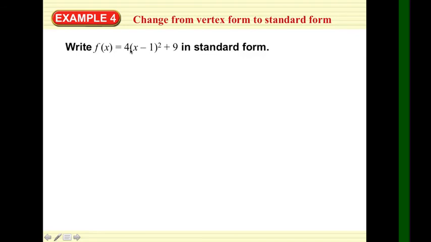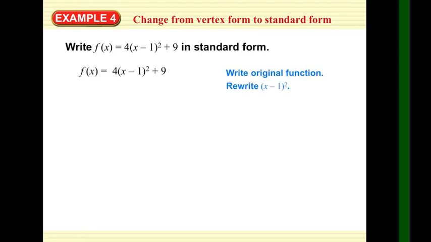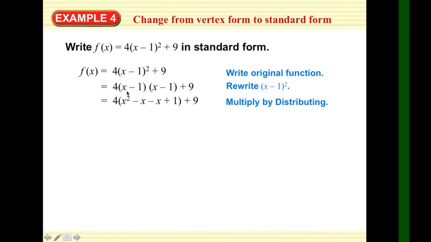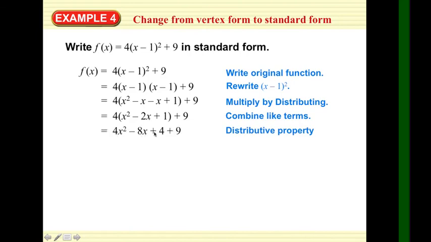Next, f of x equals 4 quantity x minus 1 squared. Write the original, and then write x minus 1 times x minus 1. Multiply by distribution, that is the product, and then combine like terms. Negative x times negative x is positive x squared, and the middle terms give negative 2x, and then distribute 4. So we have 4x squared minus 8x plus 4. 4 times x squared is 4x squared, 4 times negative 2x is negative 8x, and 4 times 1 is 4.